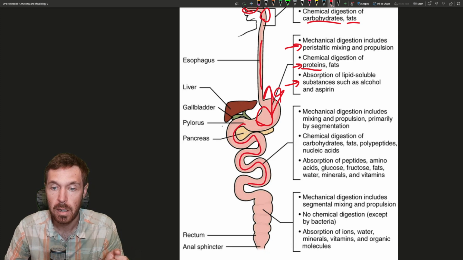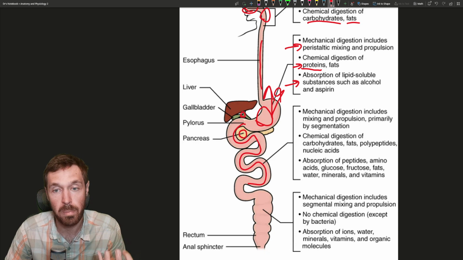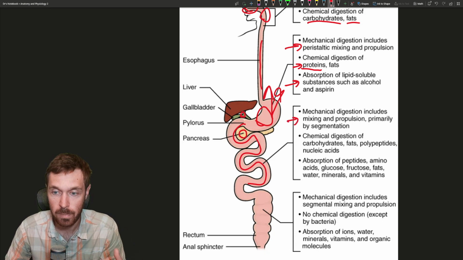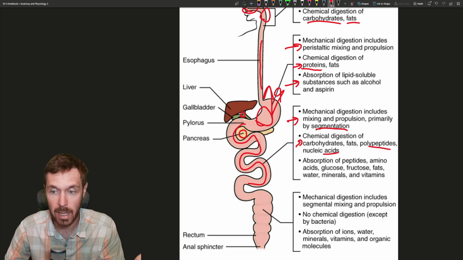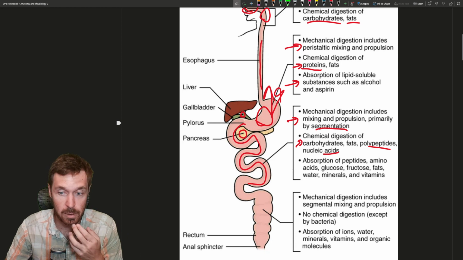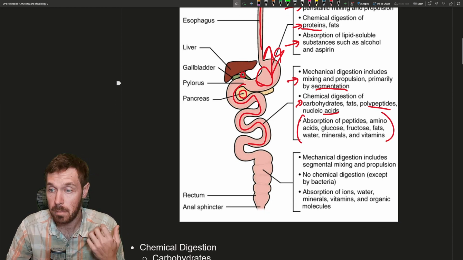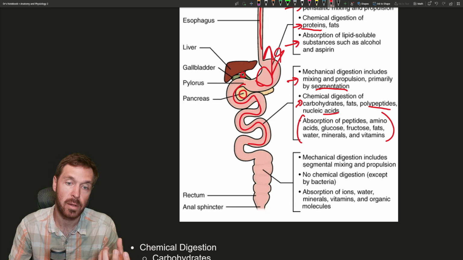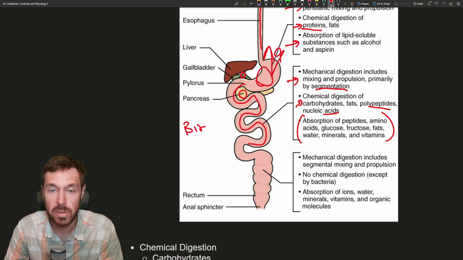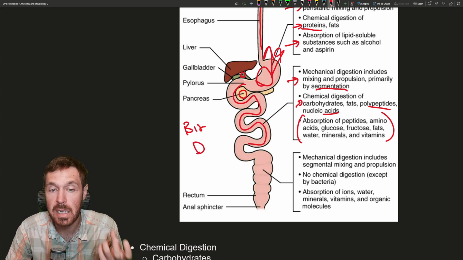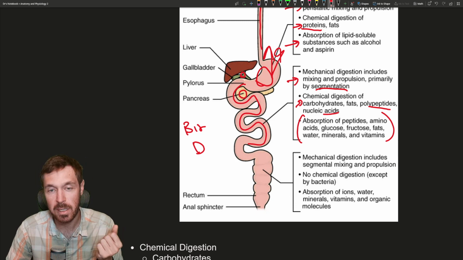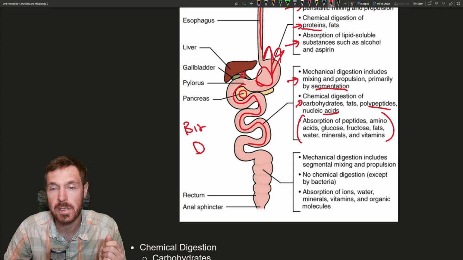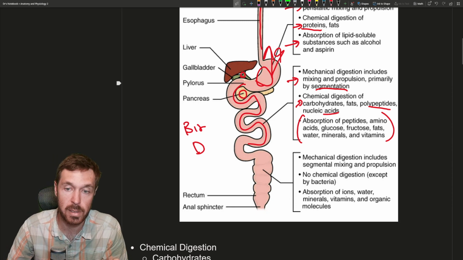Then in the small intestine, you get all the releases from the pancreas and the gallbladder, so bile and enzymes. You have mechanical digestion from segmentation that we just talked about, and then the chemical digestion of carbohydrates, fats, polypeptides, those are your proteins, and nucleic acids. All your macromolecules are finishing digestion here. And then you also absorb them here. So you absorb peptides, now mostly all amino acids, glucose, fructose, those are all monosaccharides, so single units, fats, water, minerals, and vitamins. Some things require carriers, like vitamin B12, which requires something known as intrinsic factor. Calcium absorption requires vitamin D. So any vitamin D deficiencies can lead to calcium deficiencies and bone density reductions. Little things like that. Some things do require other things to help carry them across the cells.